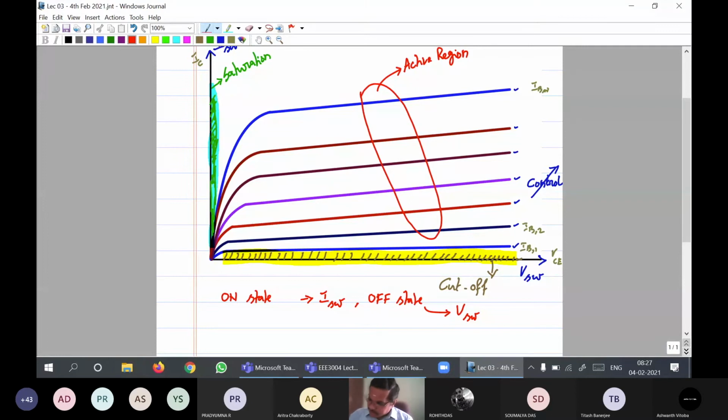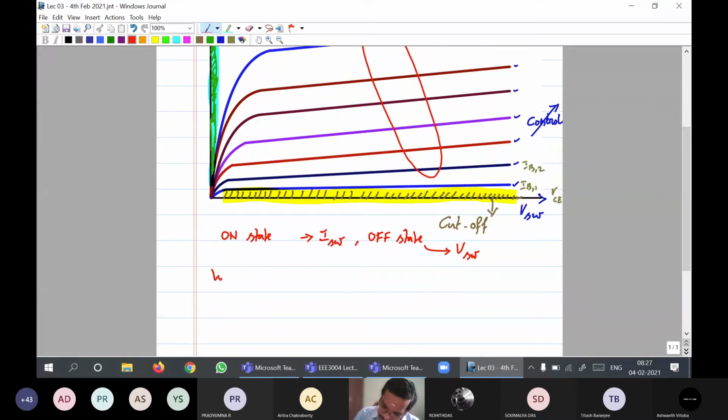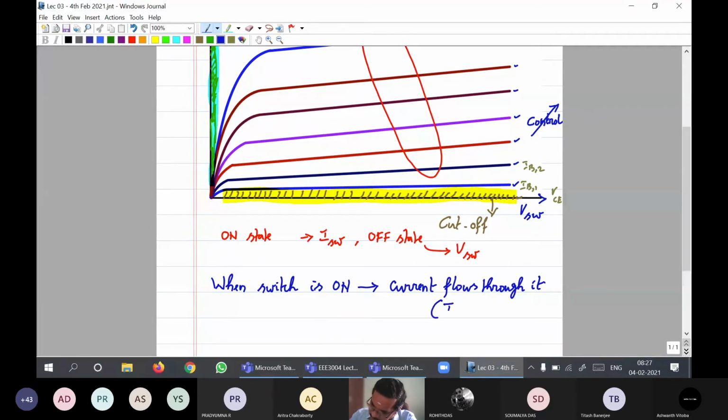Fine. Which means when the switch is on, I will write it as: when switch is on, then you will have current flowing through the switch. This is not rocket science, but you need to understand this. Current flows through it. Now that current which is flowing, we have indicated as ISW. What will happen to voltage across this switch when the switch is on?